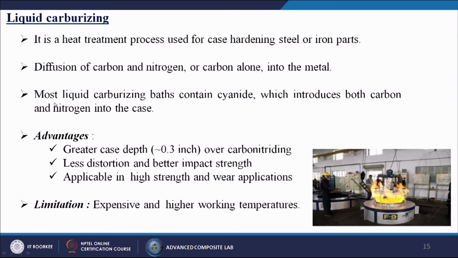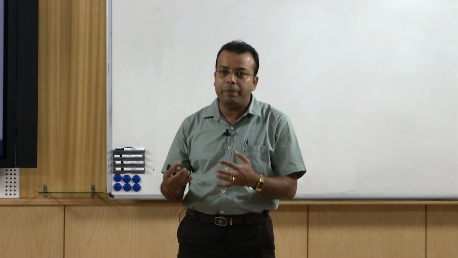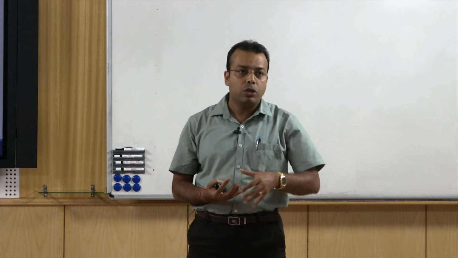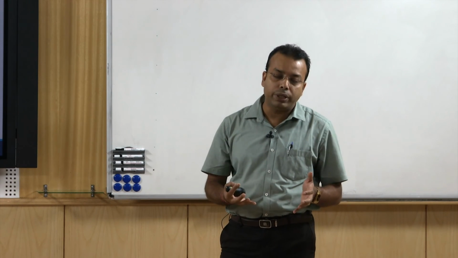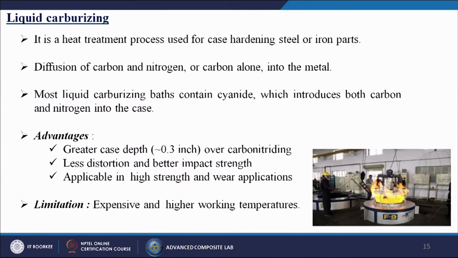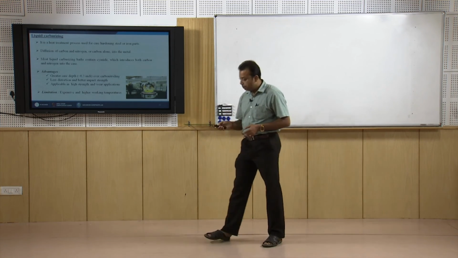So, when we are talking about carburizing, we are putting the material into some carbon environment, but here that carbon environment is in the liquid state. We have to dip our material into that liquid carbon solution, and we can do the liquid carburizing. Greater case depth over carbonitriding, less distortion and better impact strength, applicable in high strength and wear applications. There are certain limitations also: it is expensive and a higher working temperature is required. That is why generally these methods are used for industrial purposes.